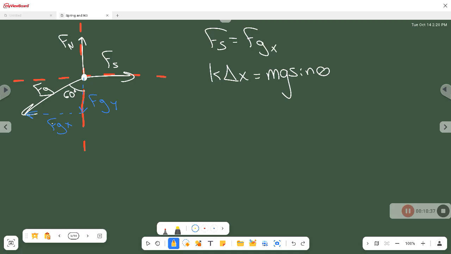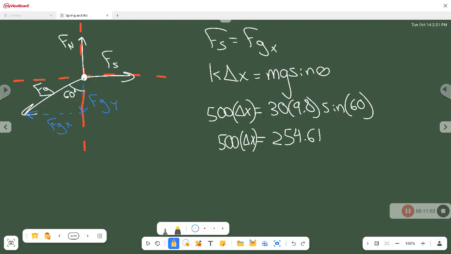I can swap those out with their equations. The spring force, on the left, is the spring constant times delta X. And the force of gravity in the X direction is the total force of gravity, mg, times sine of the angle theta. Now I plug in my numbers. K is 500, M is 30, g is 9.8, theta is 60. I solved for the right side and got 254.61 divided by 500. I got an answer of 0.51 meters.